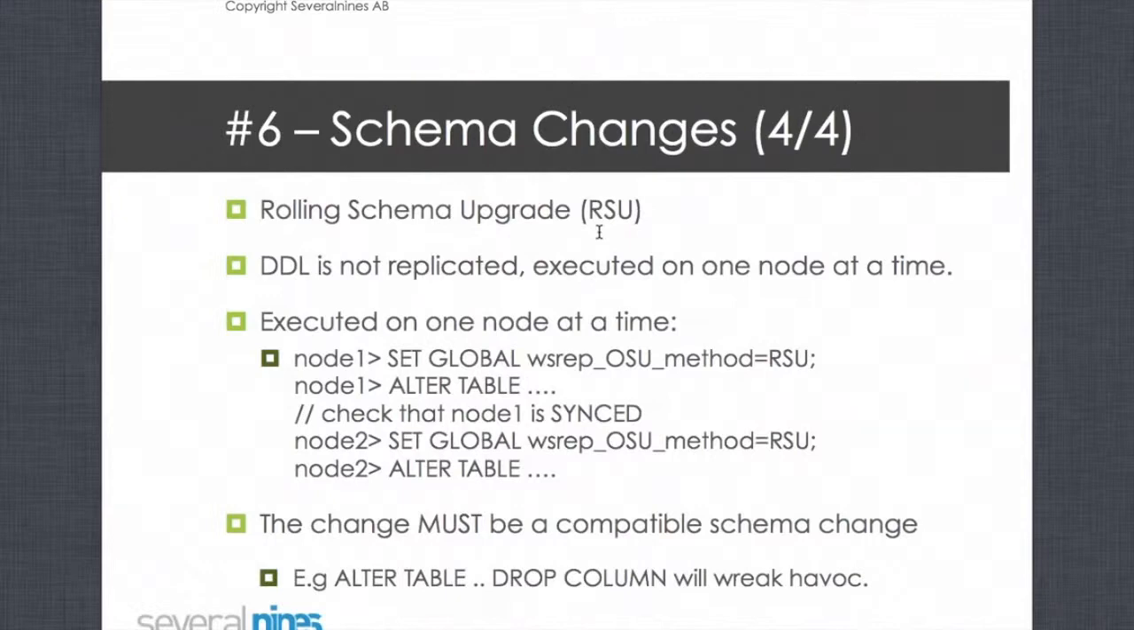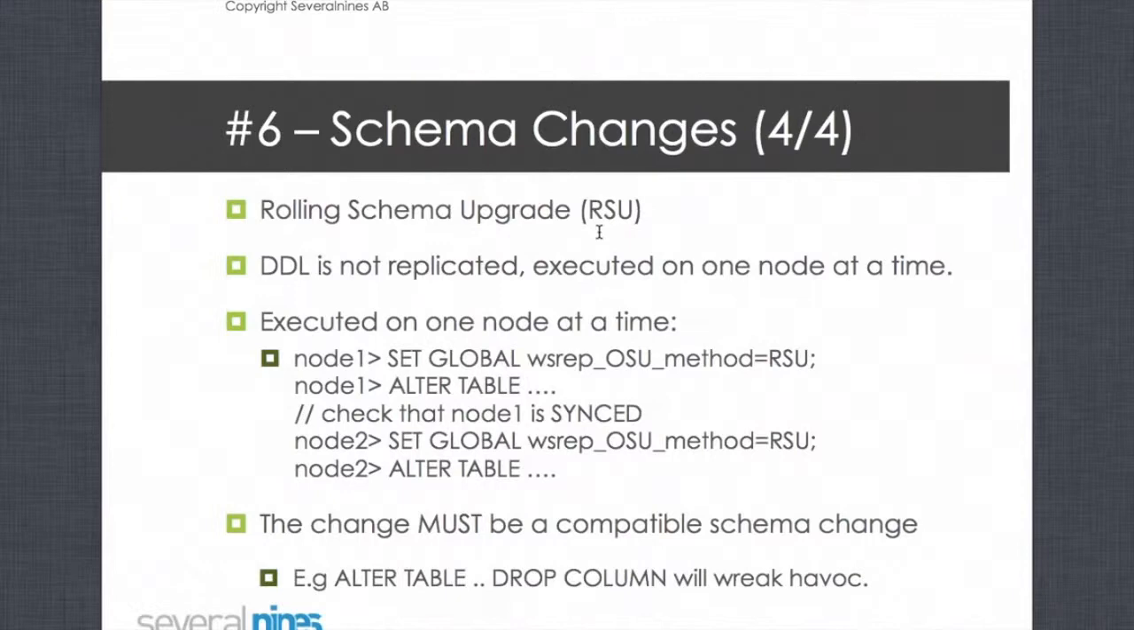And in this case, the change that you do on the schema must be a compatible schema change. Because if you drop a column here, well, this node that you have changed it on will have x minus 1 columns, right? But there still might be transactions happening on the other nodes that are expecting to have x columns, right? And that will break the Galera replication, and this node that you did the alter table on will most likely be excluded from the cluster.